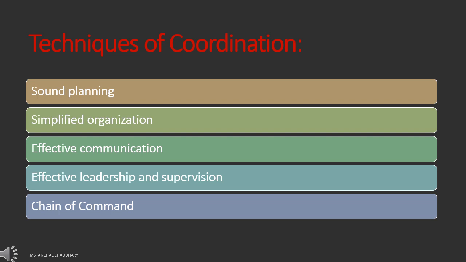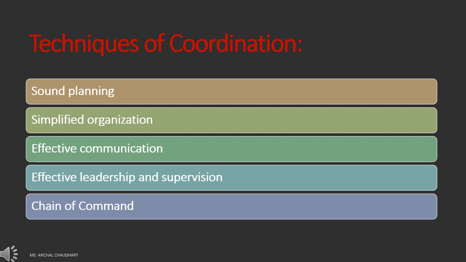Next is your techniques for better coordination. First, sound planning. There should be sound planning so that goals of the organization and goals of its units must be clearly defined. Every member of the organization must understand fully how his job contributes to the overall objectives. Next, simplified organization. The line of authority and responsibility from top to the bottom of the organization structure should be clearly defined. Clear-cut definition of authority and responsibility will help to avoid conflicts or any kind of confusions.